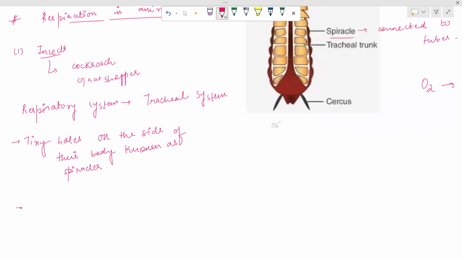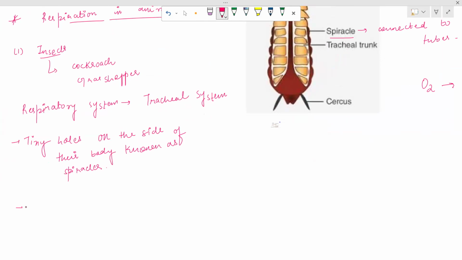Cockroaches? I don't think so. No, all the insects, I'm asking. I'm talking about all the insects. Do all of them have red colored blood? Shreya, what do you think?